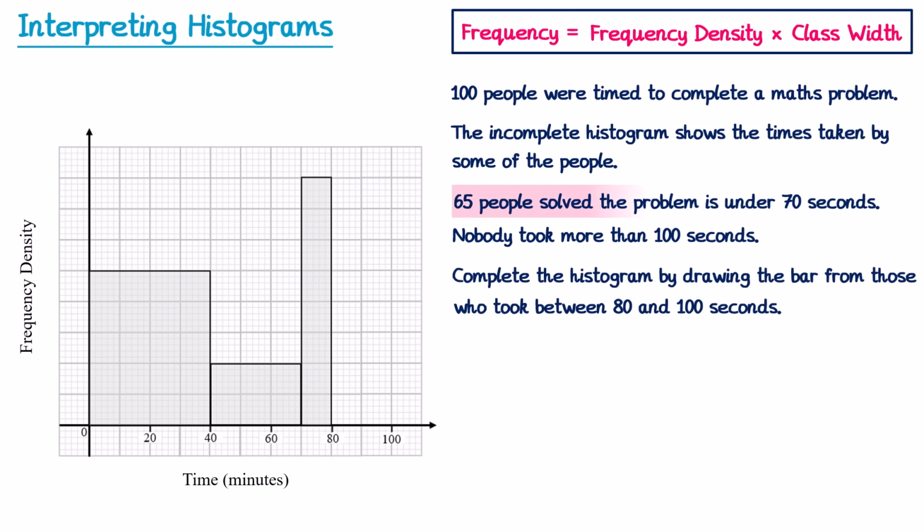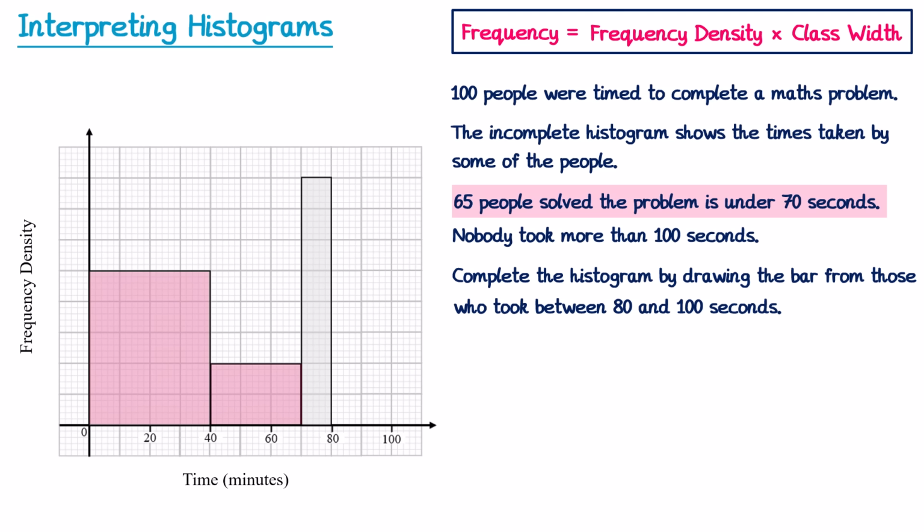Let's start by looking at this statement here, 65 people solved the problem in under 70 seconds. If we look at where 70 is on that bottom axis, we can see that everyone to the left of 70 would be this bar and this bar here. So these two bars must represent 65 people. Now since when you work out the frequency of a bar, you multiply the frequency density by the class width, you're essentially multiplying the height of the bar by its base, which is just finding its area. So sometimes you can just use the area to help you solve questions instead.